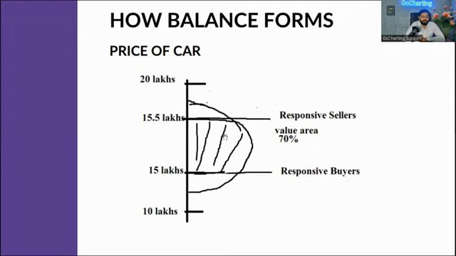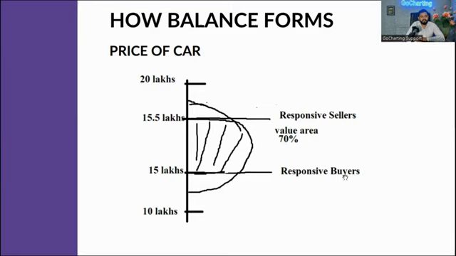Why is balance forming? Because if the price is going above, the sellers are coming and selling, and if the price is going below, the buyers are coming and buying. So that is why this balance area is forming. That is why the market is in a range. Okay. So I hope we understood the concept of responsive sellers and responsive buyers.